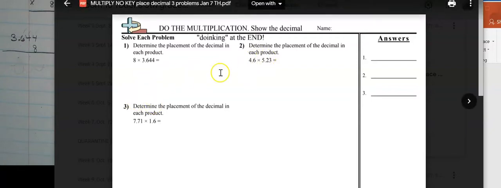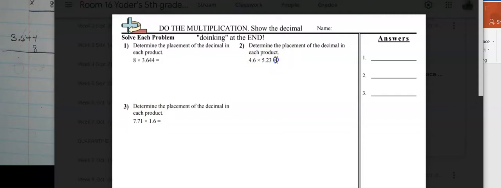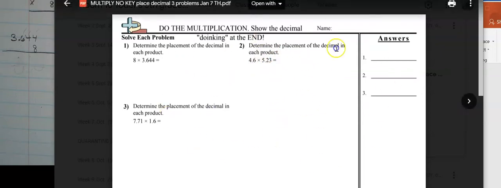I will not show you how to set up the other 2. You will notice, though, these are going to be triple digit on top and double digit on bottom. So you are going to need 2 lines of multiplication. Take your time. Do it carefully. These 3 problems are your homework.